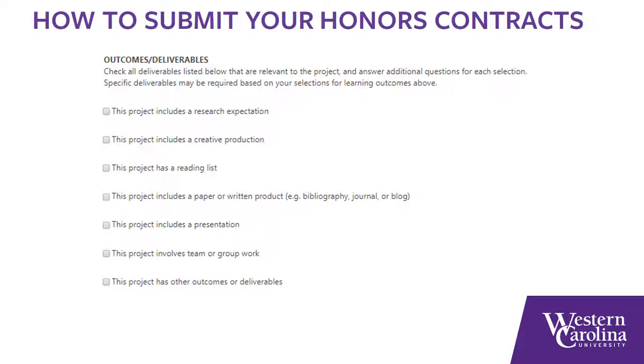Then we come to outcomes or deliverables. Now we have several of these listed. You will need to choose at least one, and will quite possibly choose 2 or even 3. It is very unlikely that you will ever have to check all of these different outcomes or deliverables. Try to pick the 1 or 2 options that most closely align with what your project is going to be.